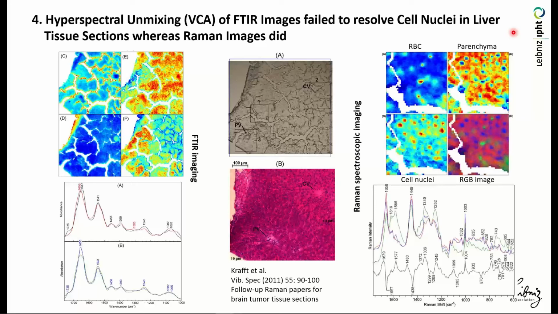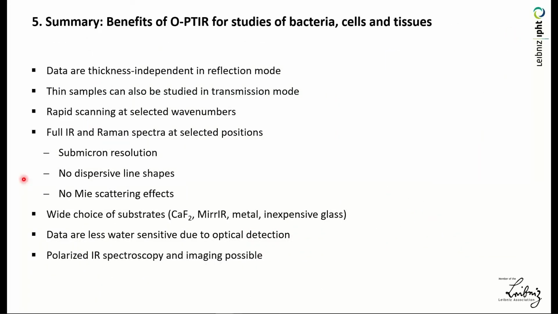So I come to the summary. The benefits of optical photothermal infrared spectroscopy for studies of bacteria, cells, and tissues. First of all, the data are thickness independent if the spectra and images are collected in reflection mode. If the samples are thin enough, between 10 and 20 micrometers, they can also be studied in transmission mode. Images can be rapidly collected at selected wavenumbers. Rapidly means, depending on the size, in a minute or a few minutes.